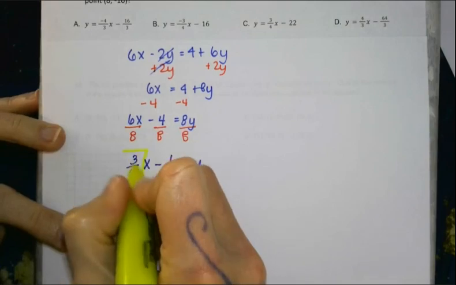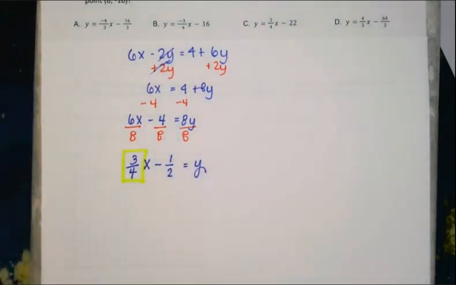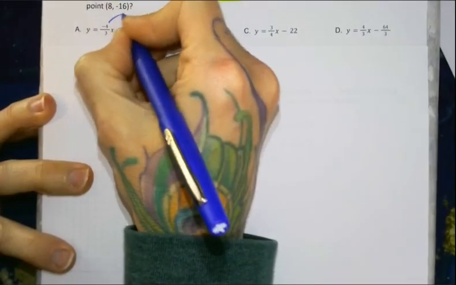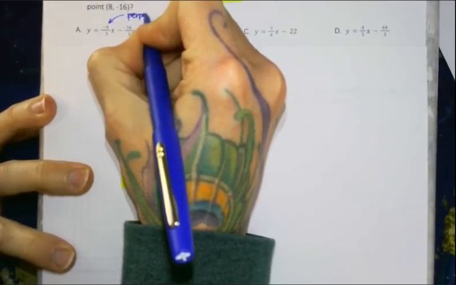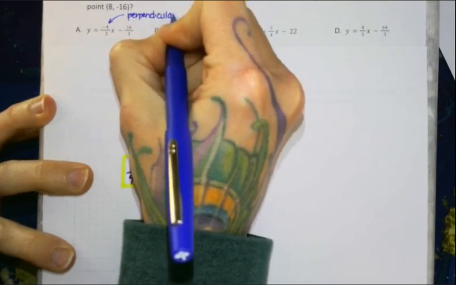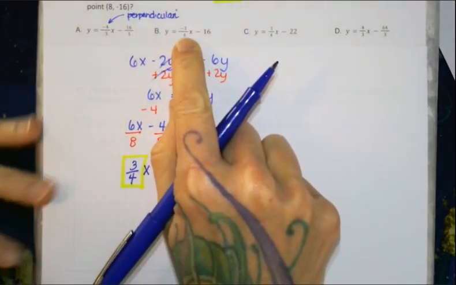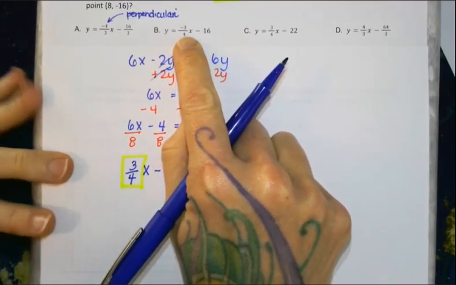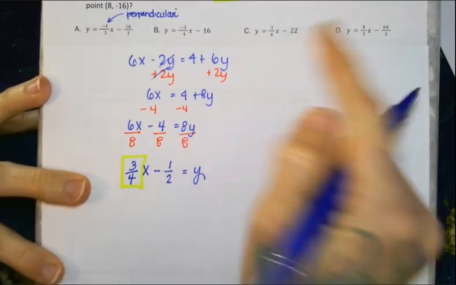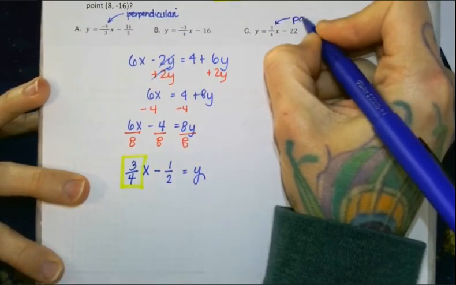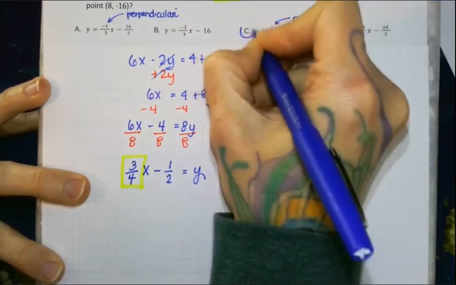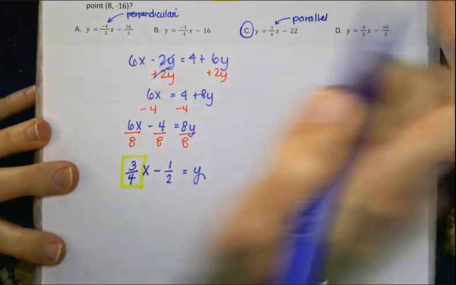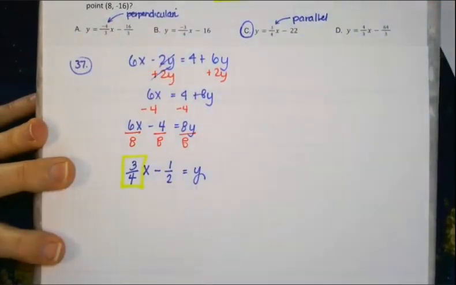We want it to be parallel, so we're looking for the equation that has a positive 3 over 4 slope as well. Negative 4 over 3 would be perpendicular because it's the opposite and reciprocal, opposite and flip. Negative 3 over 4 is opposite but not reciprocal, so it has no relationship to this line. 3 over 4 positive is going to be parallel because it's the same slope, which is what we're looking for. And then 4 over 3, that's your reciprocal, but not opposite. So again, no relation at that point either.